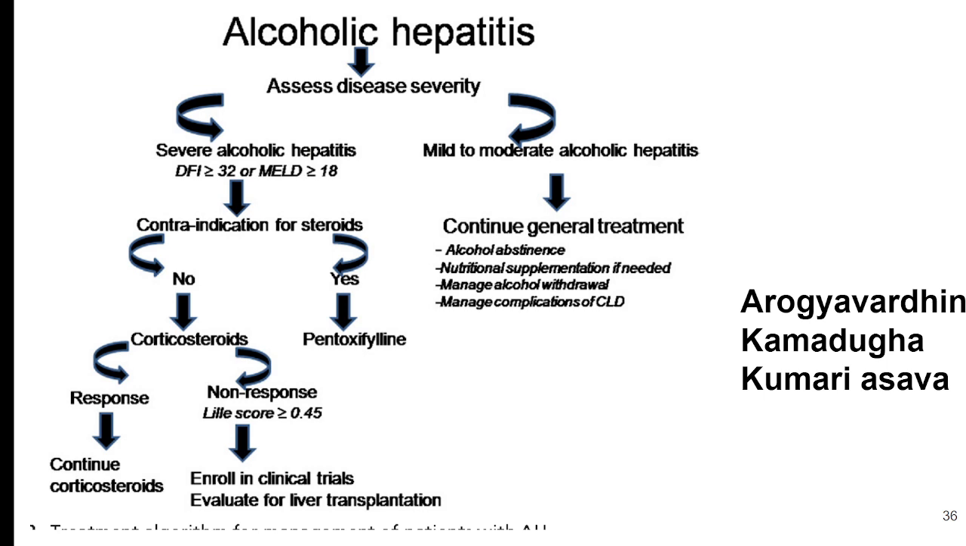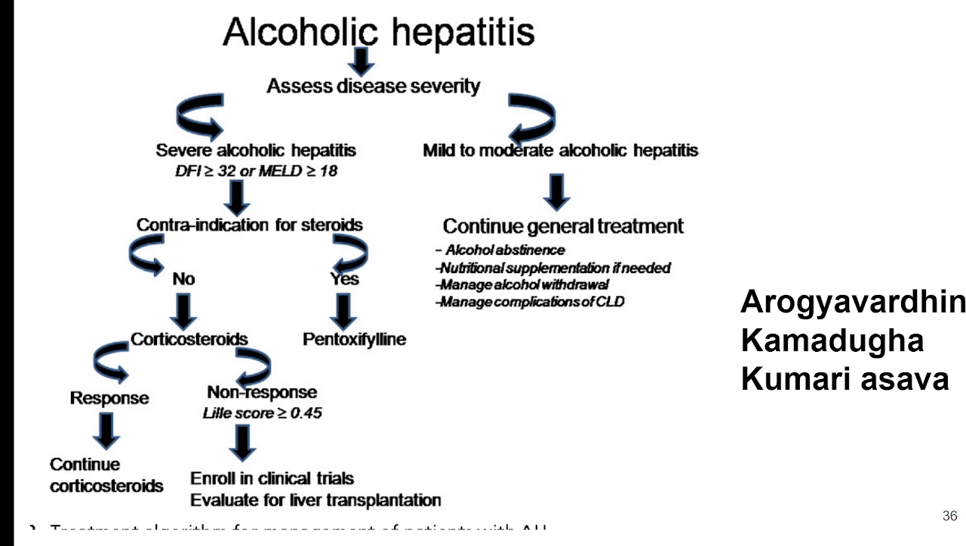Corticosteroids are usually given, and if the corticosteroid shows a good response, continue corticosteroids for at least 2 to 3 months, or till the patient has a complete relief. If the steroids also do not show a response, then the patient has to be planned for a transplantation. This is the general protocol of treatment.